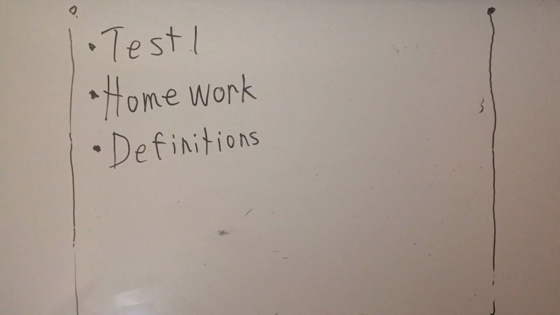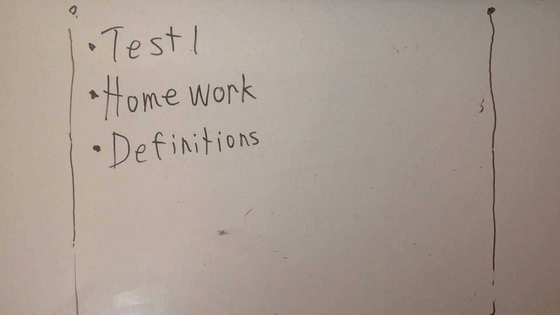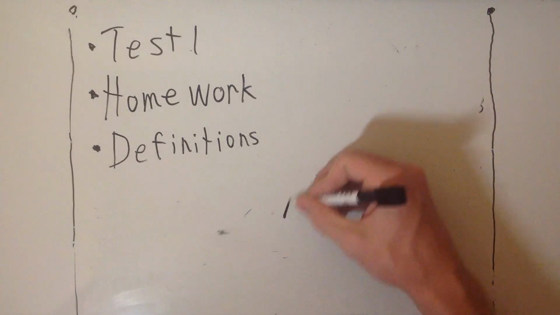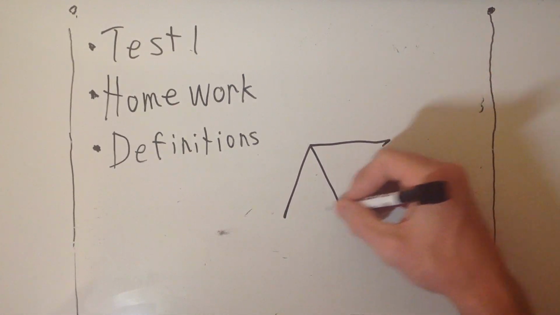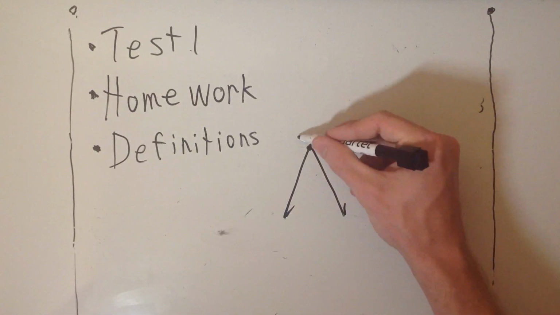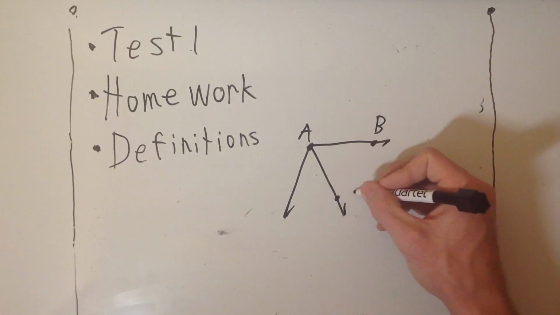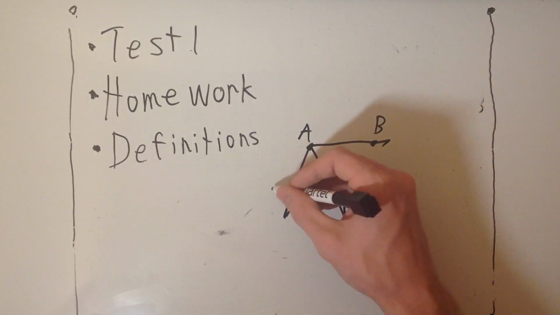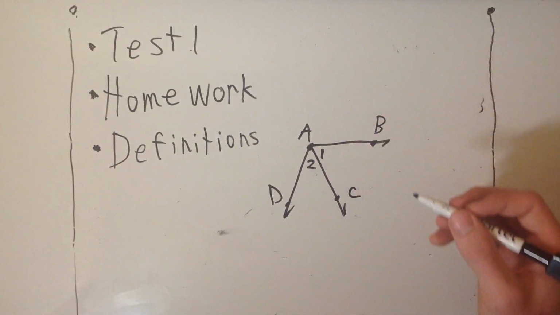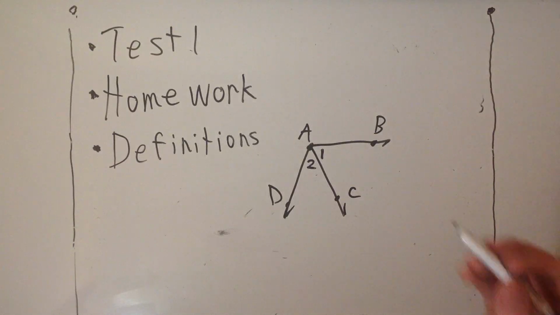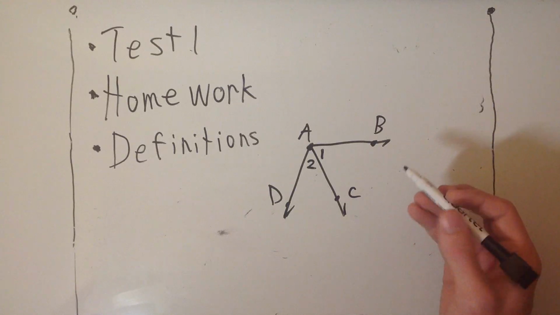So let's see. Here, let's do this one. Let's draw an angle once again. So we have our angles here. Our rays, we'll call this point A. And we've got B, C, D. And these angles are named 1 and 2. We'll want to name this angle in 3 different ways, is what the question will ask.